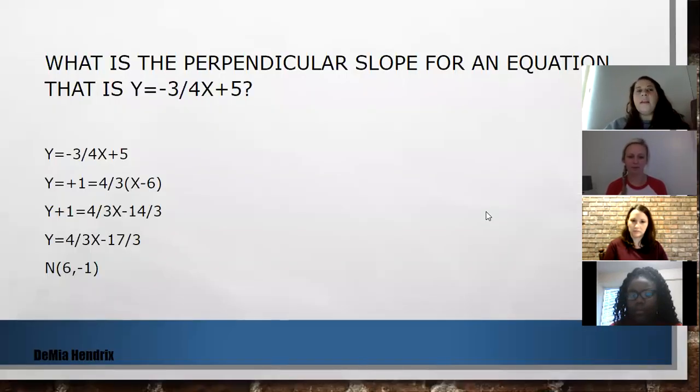What is the perpendicular slope for an equation that is y equals negative 3/4 x plus 5? It will be 4/3 because you're flipping it and you're taking the negative of it. So since it's already negative, once you flip it, you'll have negative 4/3. And then if you take the opposite of it, it'll be 4/3.